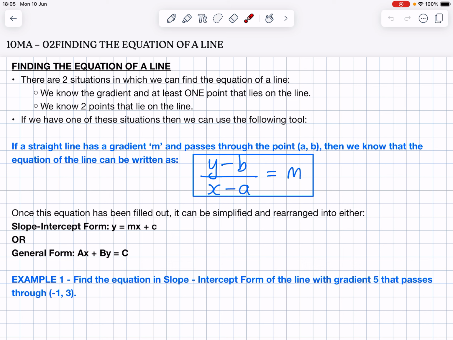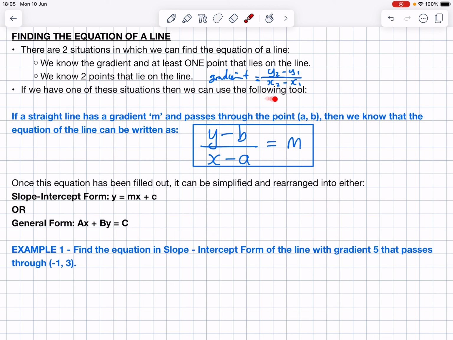There are two situations in which we can find the equation of a line. Either we know the gradient and at least 1 point that lies on that line, or we know 2 points that lie on the line, because that makes it easy to find the gradient, and then we can choose any of the points. Just remember this formula: gradient is equal to y2 take y1 over x2 take x1. And that's going to give you the gradient. And then suddenly you have the first situation.